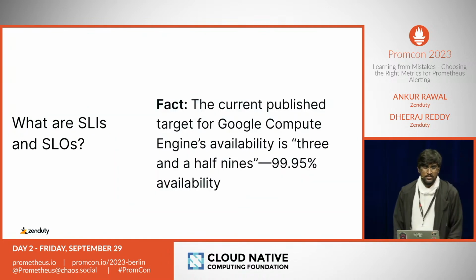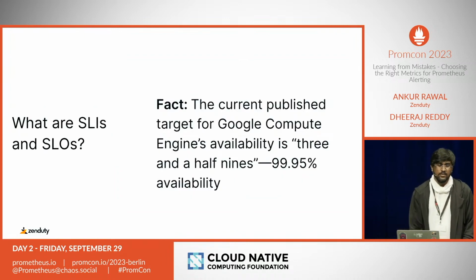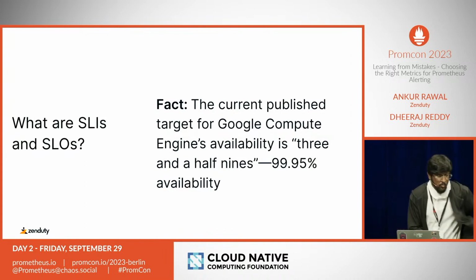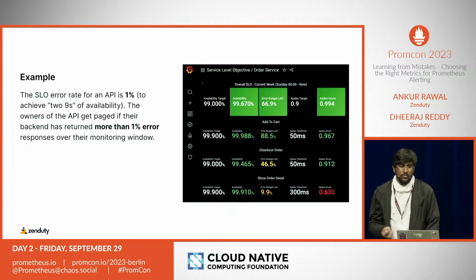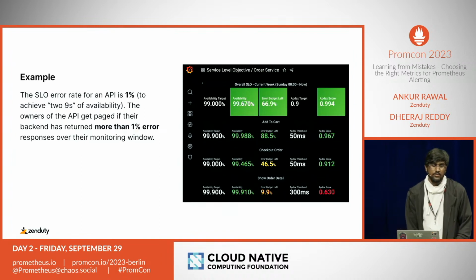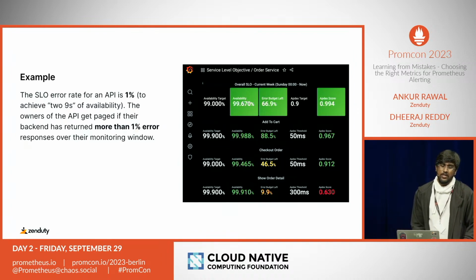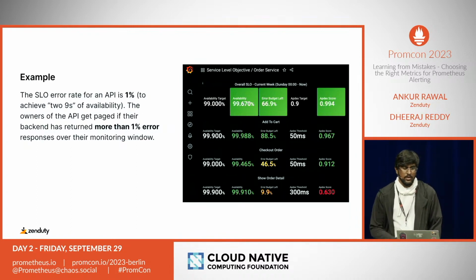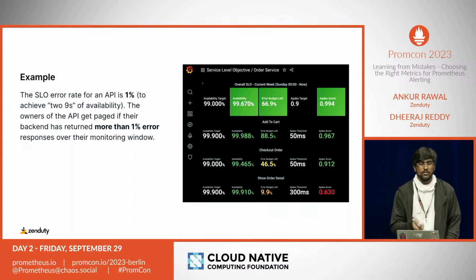Here is another slide. Fun fact: Google Compute says their SLA is 99.5. It means Google Compute can go down for 4 hours 20 minutes. So if you have some bad alert configured, that might become pretty chaotic. So how are SLOs calculated? Suppose you see an API where you have a 1% error rate, then that means your SLO will be 2 nines. This is how you monitor your SLOs, and you can see some of the monitoring stuff.